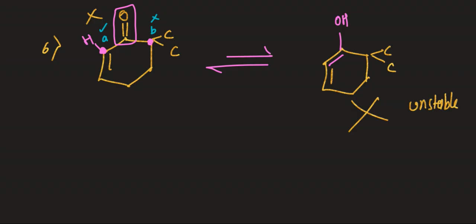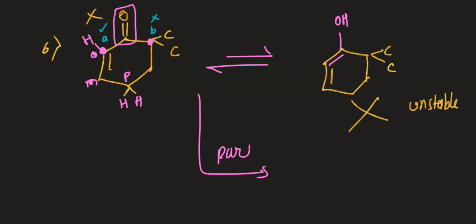So whenever you get this type of thing, you have to check the para position. Generally this is the system, what you will get. This is the ortho, meta, and this is what? Para. Can say para has two hydrogens, right? At this time, what you have to do? You have to use the para hydrogen. If I use the para hydrogen, then what happens? Let us try to understand.